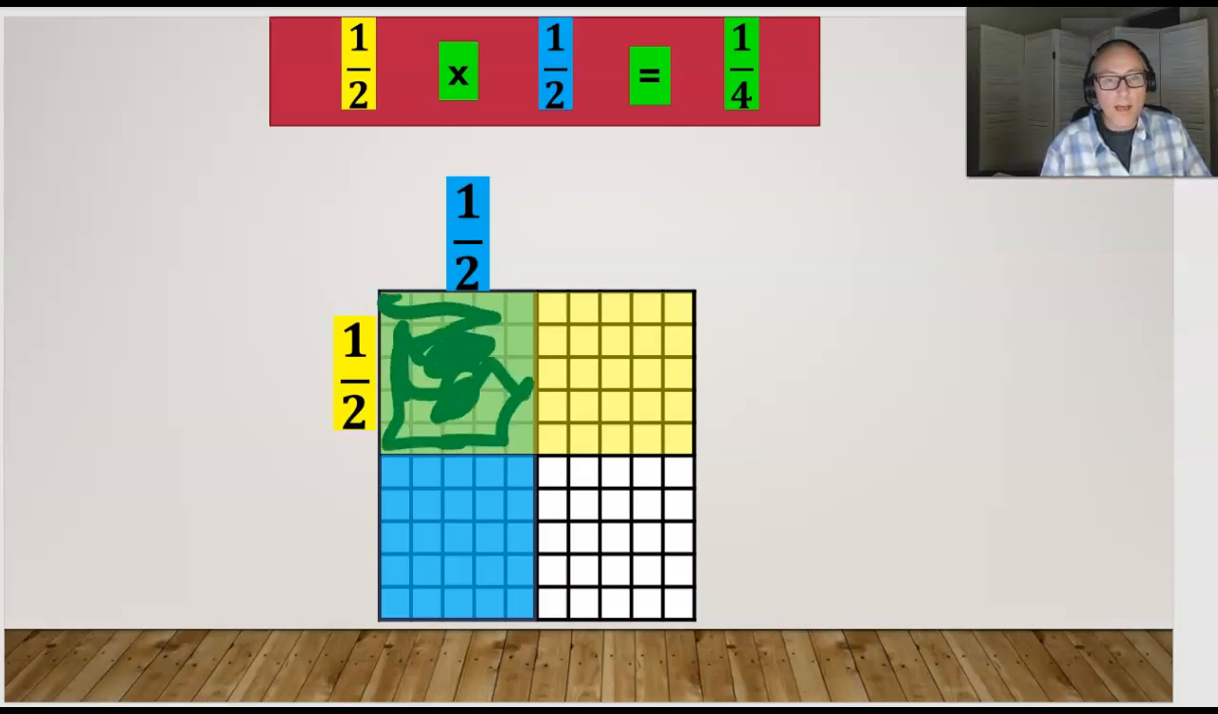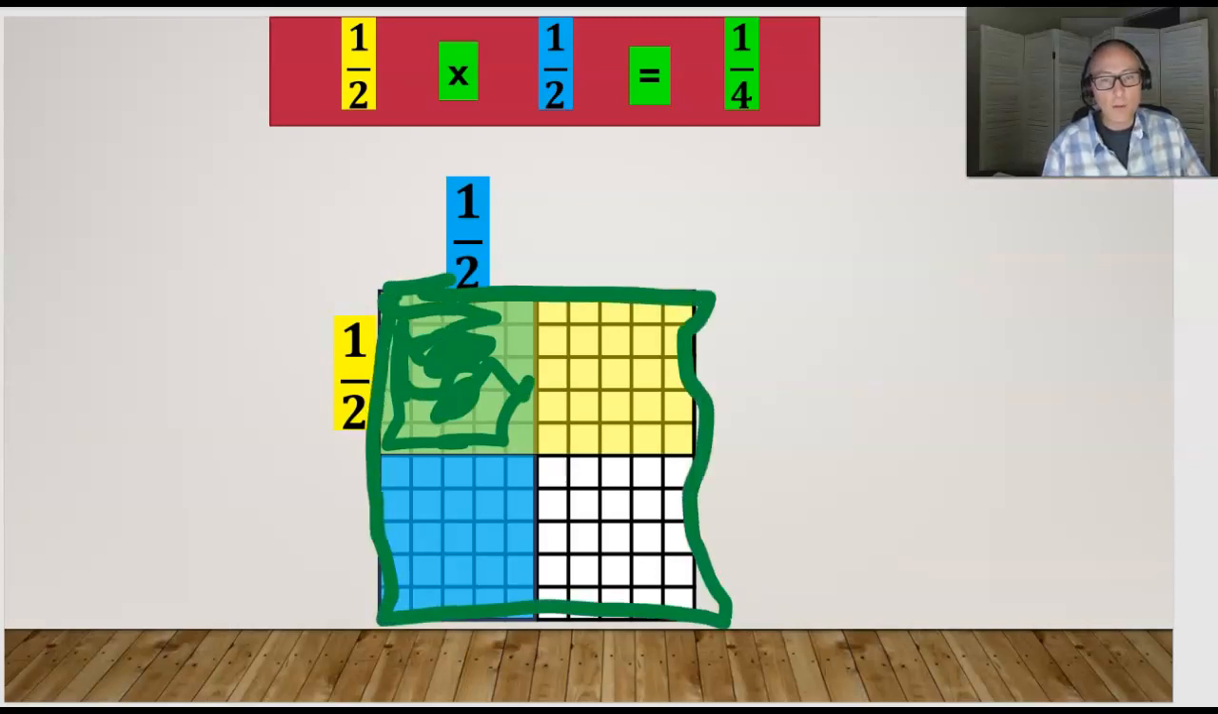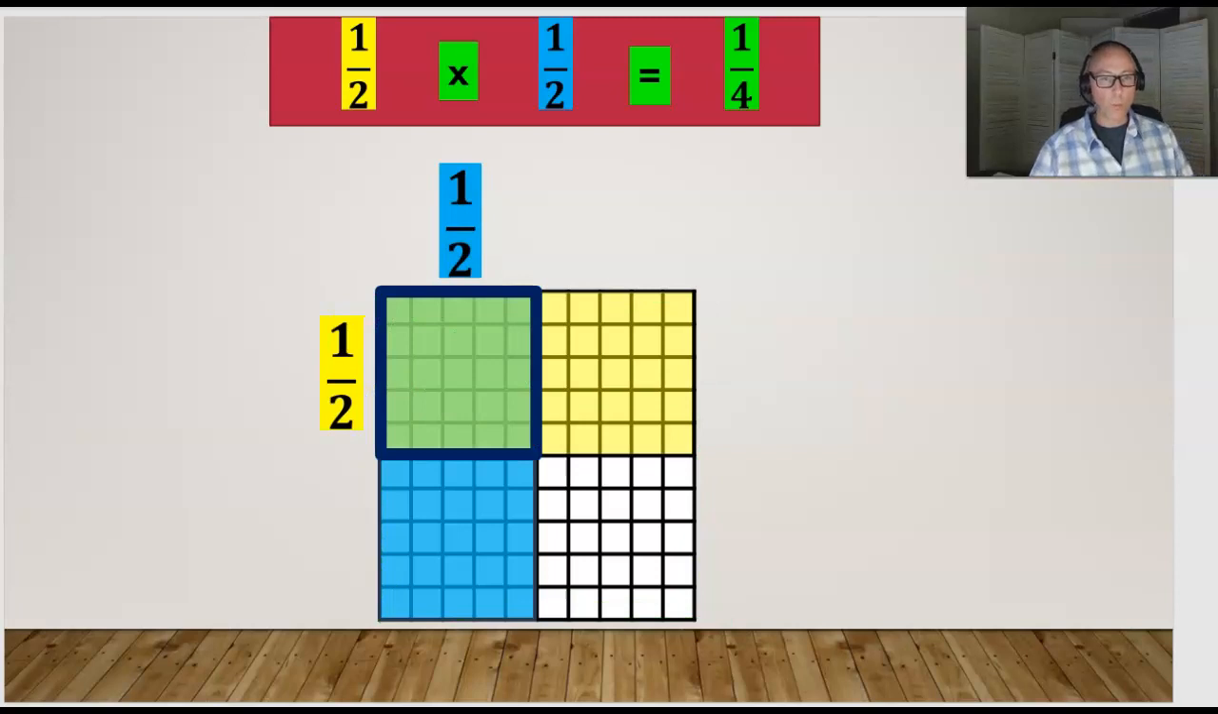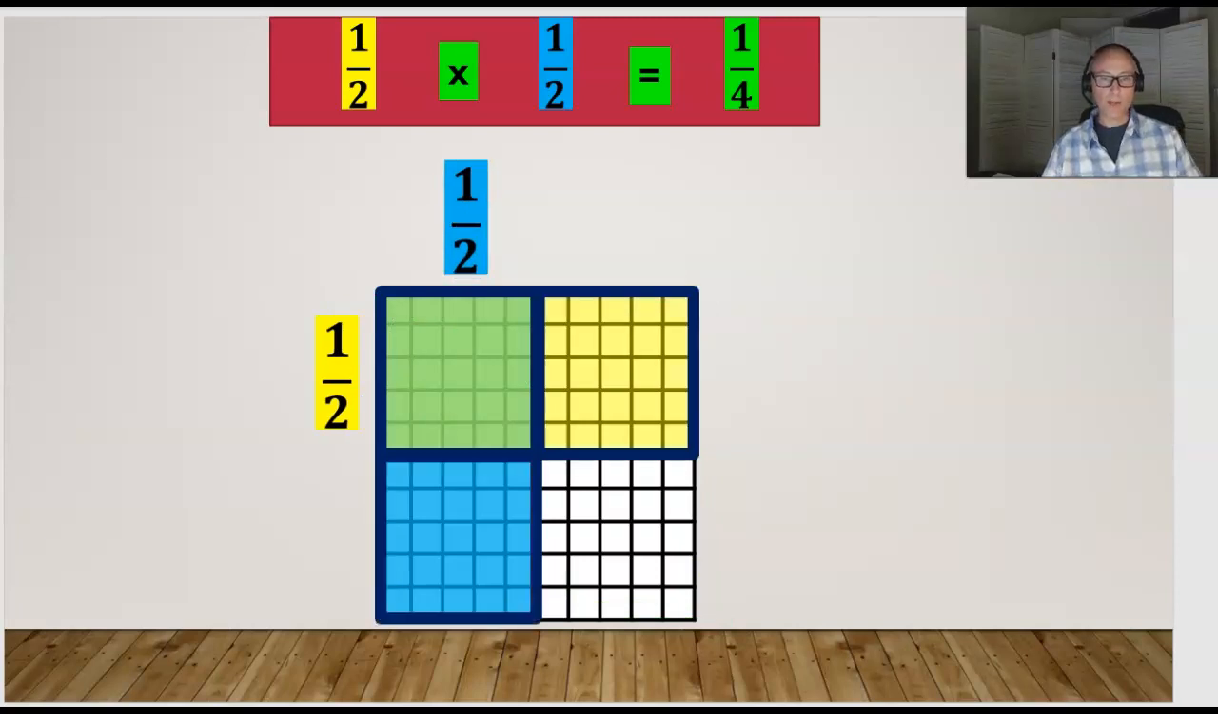How much is that of the whole thing? Well, fraction-wise, we can say that's equal parts. How many equal parts do we have here? We have 4 equal parts. So just that one part out of the 4 is 1/4.